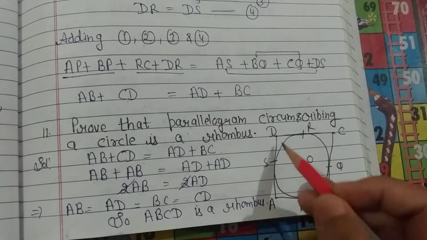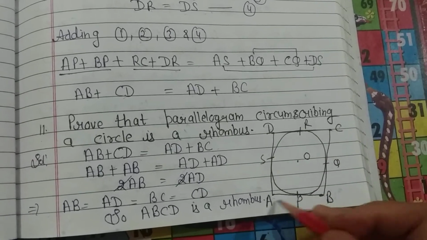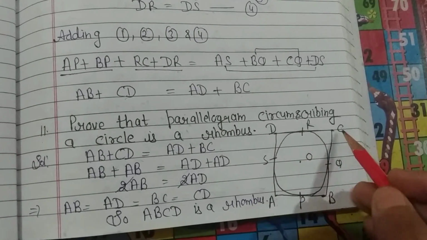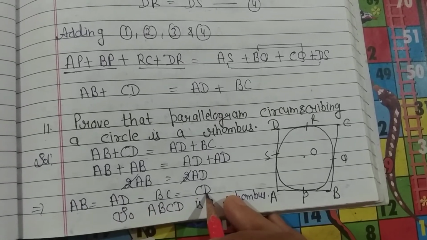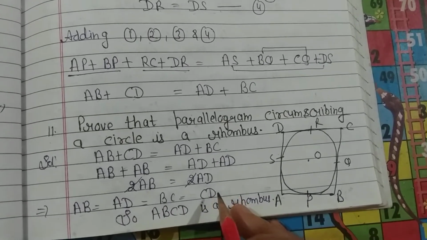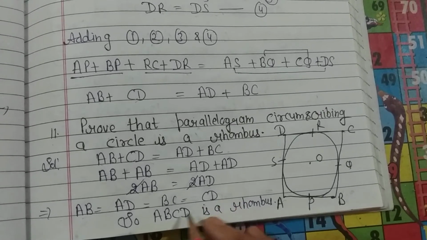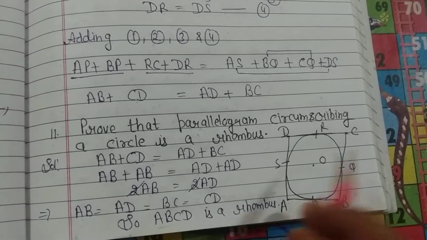But AD was equal to BC and AB was equal to DC. It means AB is equal to AD is equal to BC is equal to CD. Means all the sides are equal. If all the sides are equal, then ABCD is a rhombus.